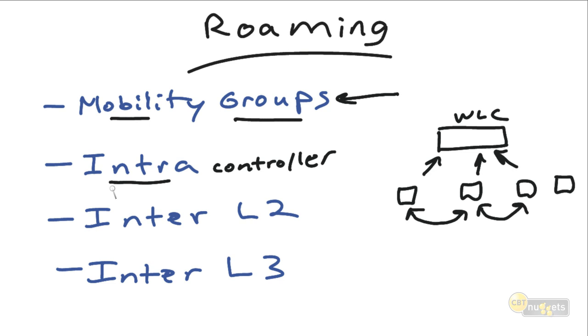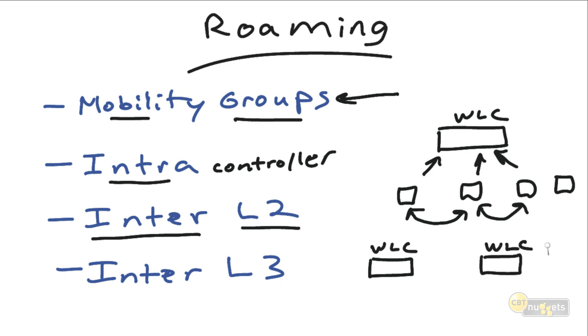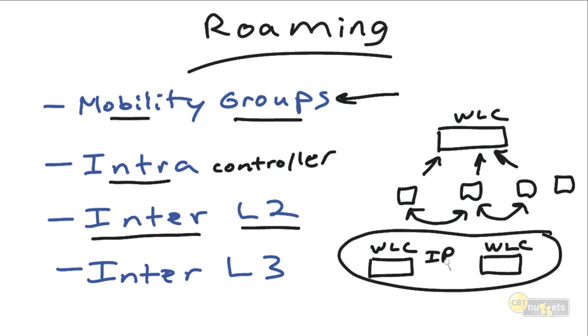Now, that might not be good enough for some environments. We may want to step it up and we may want to offer inter-controller layer 2 roaming. This is not all that bad of a feat to pull off, right? Because what we're going to do is, sure, they are going to roam across two different wireless LAN controllers, but these wireless LAN controllers are in the same IP subnet. That's why we call it layer 2 inter-controller roaming. It's within the same IP subnet.